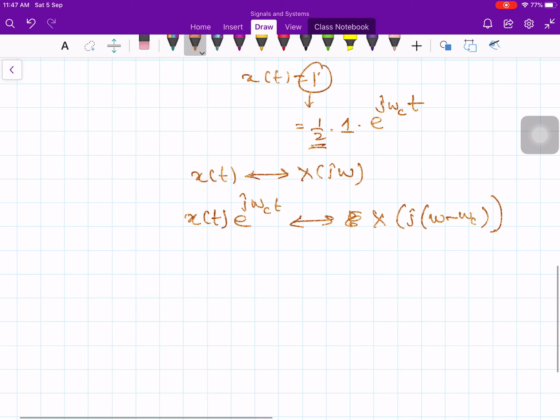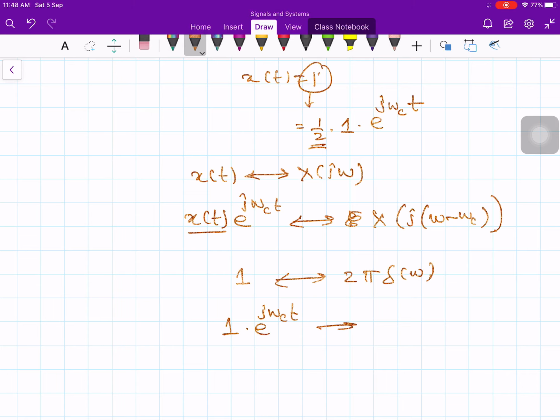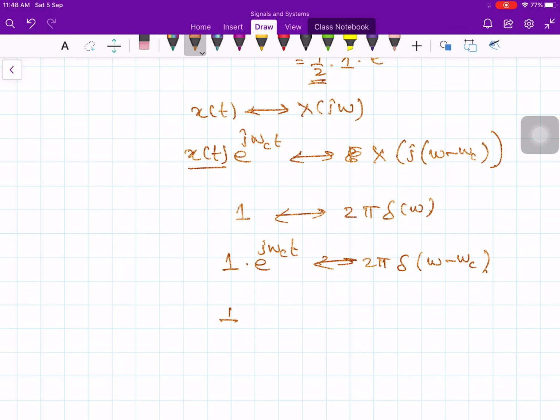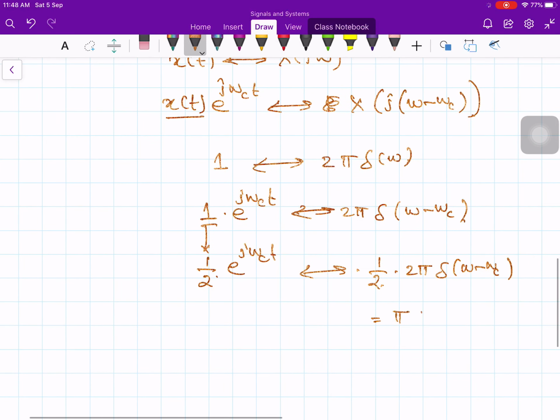Now instead of x of t, I have 1 by 2 e to the j omega c t. Let me write one more step. If we take 1, its Fourier transform will be 2 pi times delta of omega. Now this 1 is multiplied by e to the j omega c t, therefore 2 pi times delta of omega minus omega c. Instead of 1, I multiply by 1 over 2 times e to the j omega c t. The same constant appears in the output also. So 1 over 2 times 2 pi times delta of omega minus omega c, which is pi times delta of omega minus omega c.